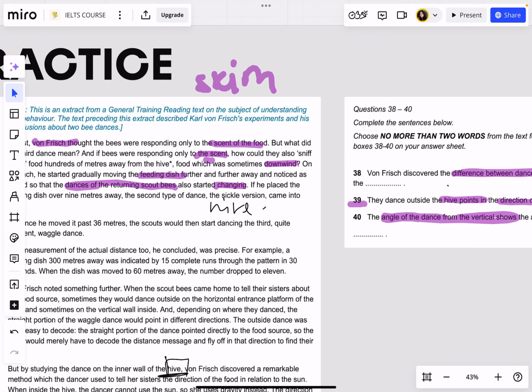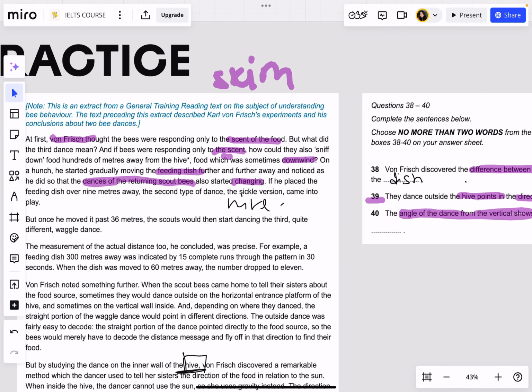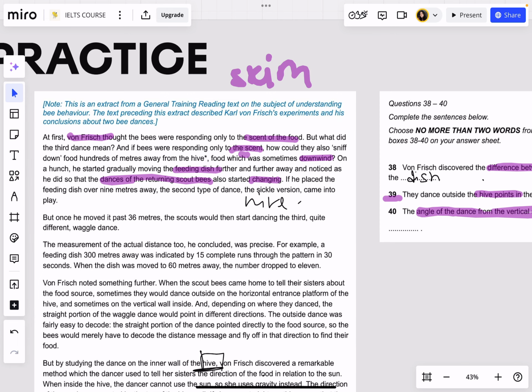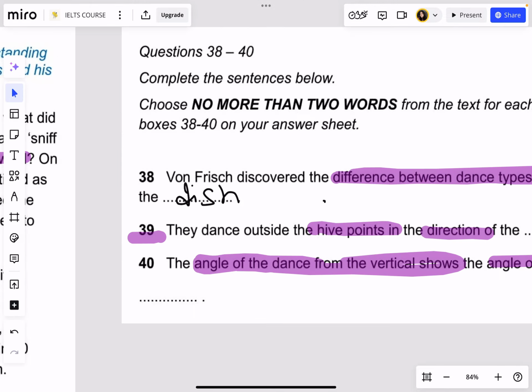Changing position of what? Dish. Okay, it should be dish. Changing, so the answer is changing or feeding dish, right? Or it can be feeding dish here.